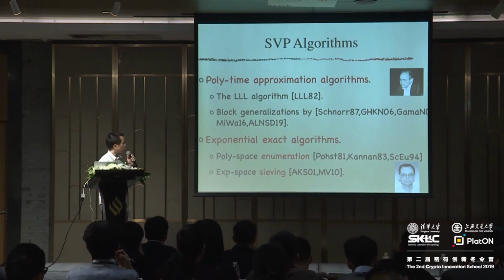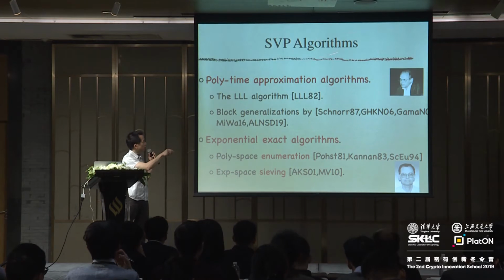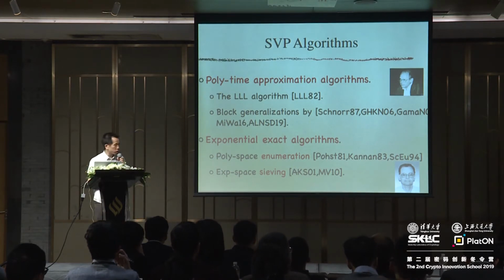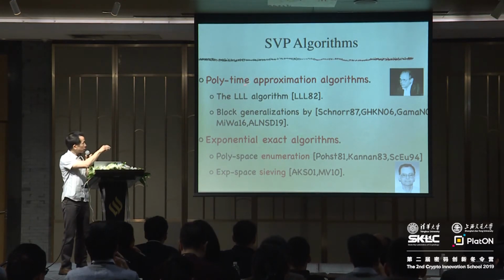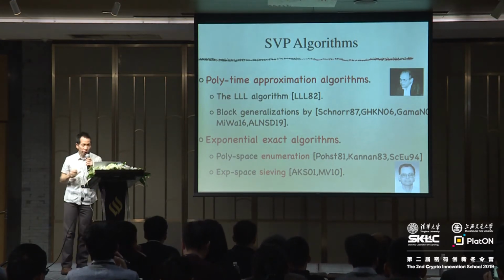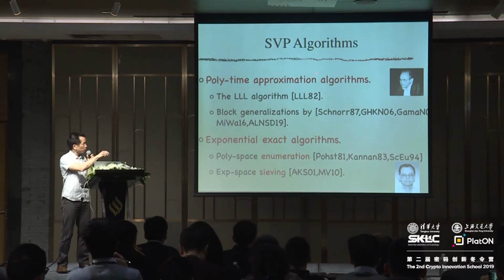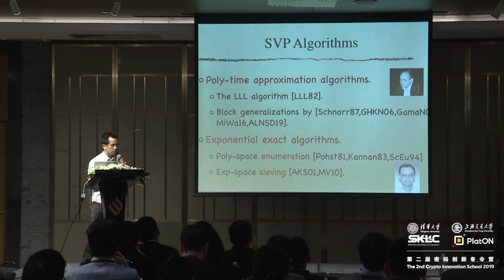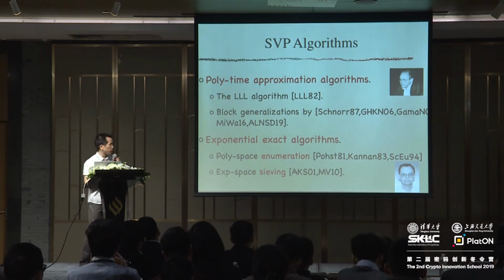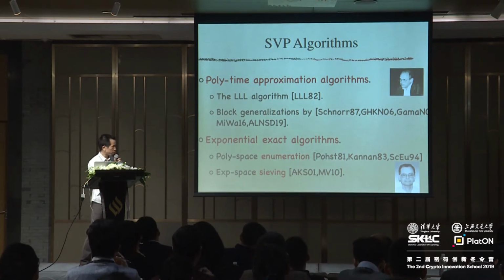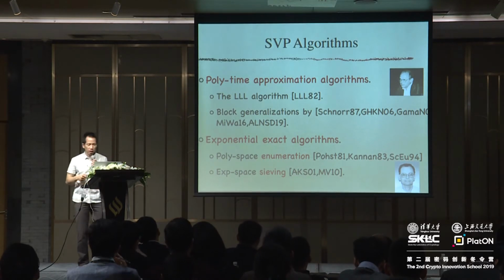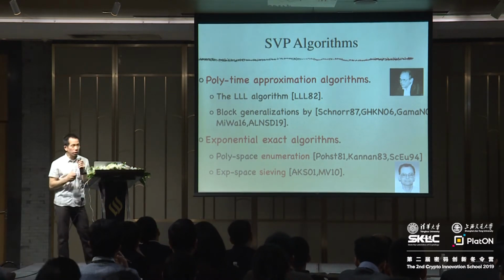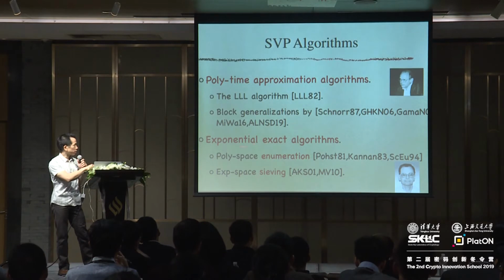So essentially there are two types of SVP algorithms. Either you just want to approximate the problem, but you want to do it very efficiently, so you're only interested in polynomial time algorithms, and therefore the approximation factor is going to be large. So that's the case of LLL and its block generalization. Or you want the approximation factor to be very small, maybe even 1. In that case, you pay the price: your running time is going to be at least exponential.